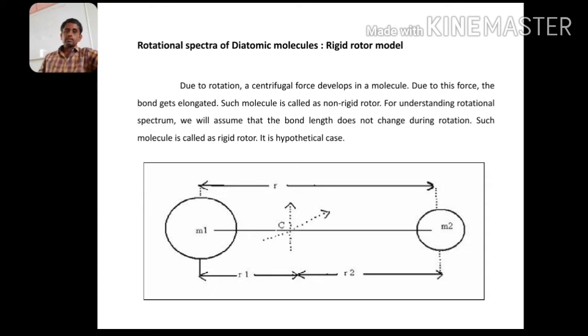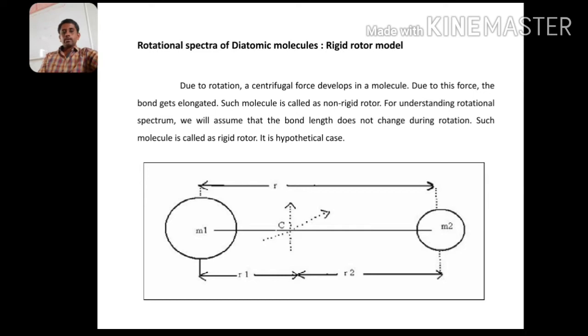For understanding the rotational spectra of the molecule, we will assume that the bond length does not change during the rotation of the molecule and the bond is rigid, means intact, not elastic. Such a molecule is called a rigid rotator model, and it is a hypothetical case, it is not a true case.